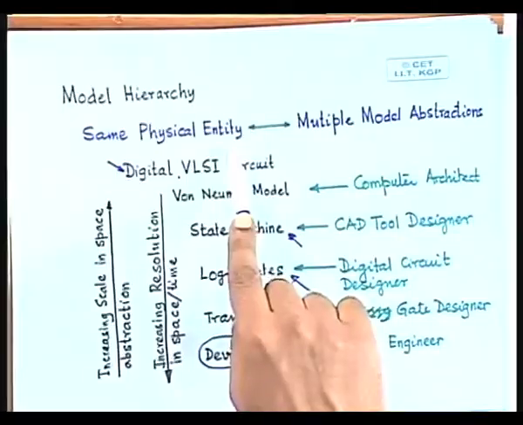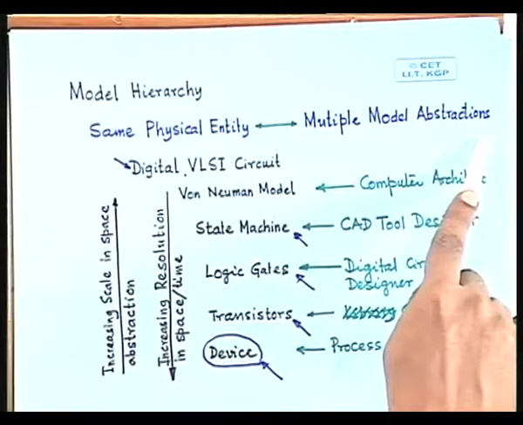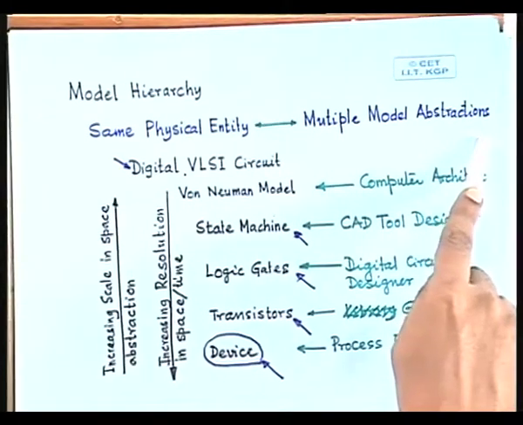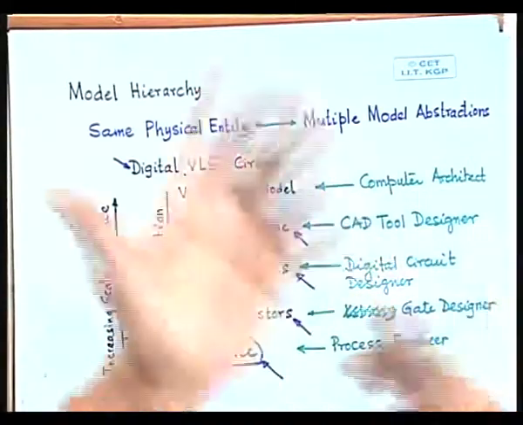So that's what I wanted to say: the same physical entity can be modeled as multiple model abstractions. It's not that you need to always model it at one abstraction. It totally depends on your purpose. So you must decide at what abstraction level you want to model a system. That will give you the answer to all these questions, and then you focus your search for models, right?